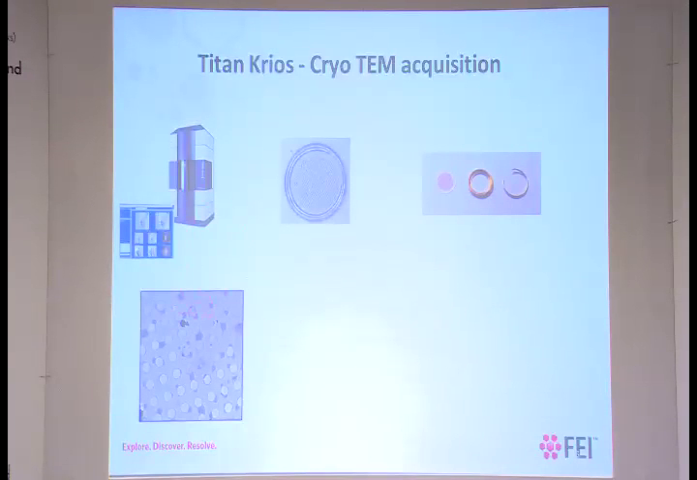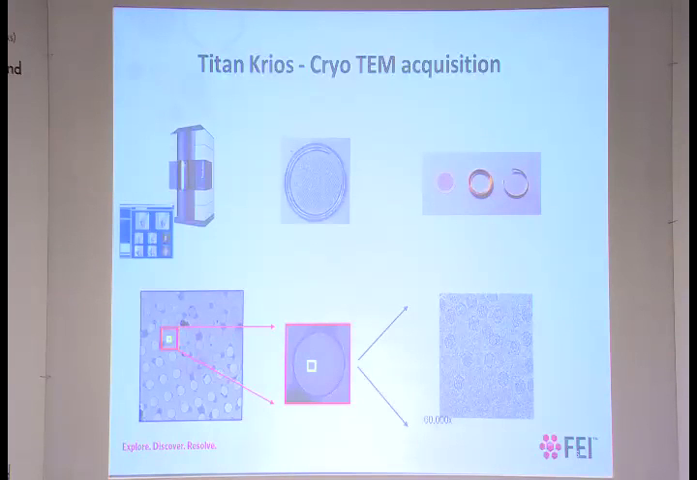We get an overview of the grid, so this is a portion of the grid. We can then zoom to any hole that we choose, for example this one. And then from here, take images of our sample. I'll explain this procedure in a bit more detail now.